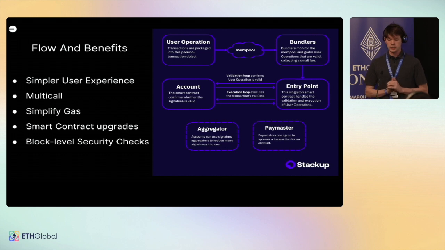The entry point essentially goes through a loop of saying, hey, smart account, is this a valid transaction? Can you do this? Do you have the funds? Is it a valid ETH call? And then lastly, it does an execution loop of actually executing that logic. So go do your swap, go do your mint NFT, go do your on-chain transaction.